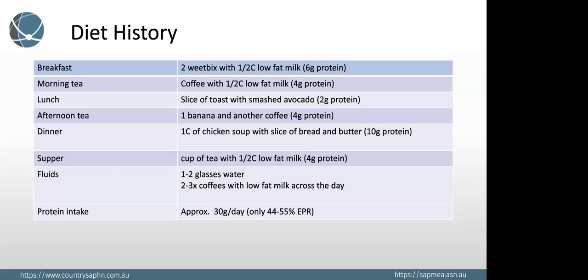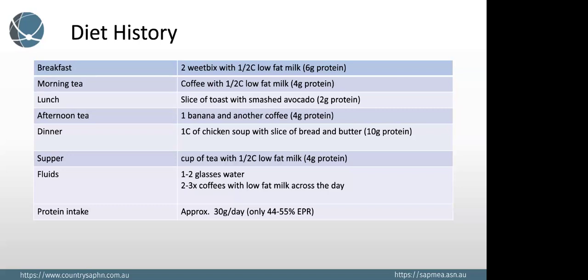Lunch, she can only manage a small piece of toast. She's having some smashed avocado on top of it, which gives about 2 grams of protein for this meal. Afternoon tea, another coffee with a banana, 4 grams of protein. Dinner, something little again. She doesn't have the desire, and it's something nice and easy. A cup of chicken soup, slice of bread and butter, 10 grams of protein. Supper, again, she's having a cup of tea, so 4 grams of protein.